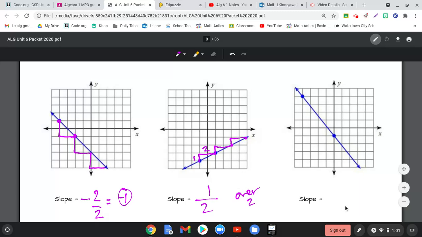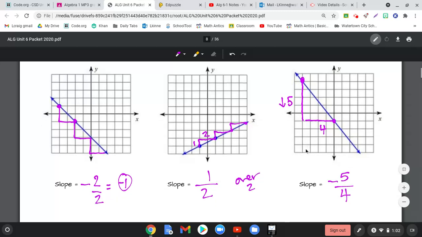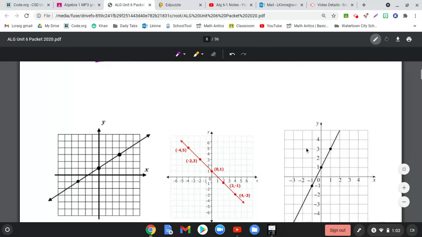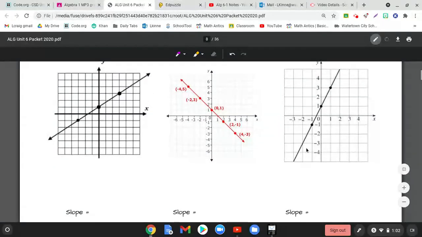All right, next one might be kind of hard to count, but here's your 2 points. It's negative because we're going down from left to right. How far? I'm going down 1, 2, 3, 4, 5, and over 1, 2, 3, 4. So it's negative 5 over 4. There's your slope. All right, last 3 here. With this, it doesn't matter which ones you go with. Up 2 over 3, up 2 over 3, up 2 over 3. So it's 2 over 3.